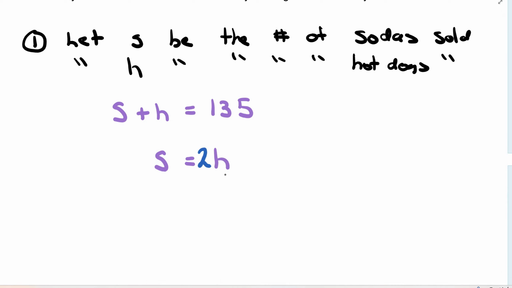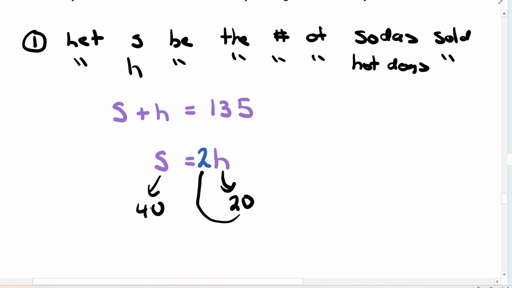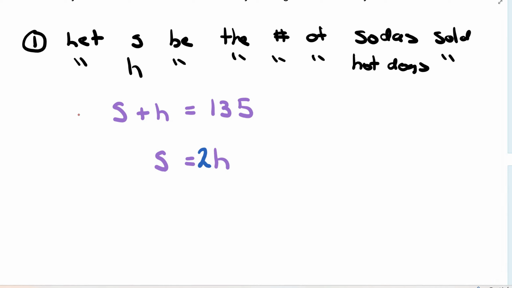Okay, and a very easy way to verify that: if you sell 20 hot dogs, 20 times 2 means you have 40 sodas, right? So that's a very nice, easy way you can verify that, by using a number for hot dogs, multiplying by 2, which verifies that sodas is double the amount of hot dogs. So that is your equation right there, S equals 2H. So this is equation number 1, and this is equation number 2.